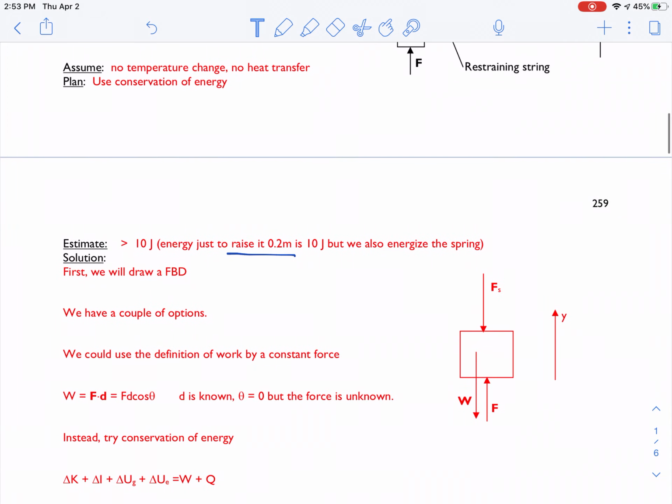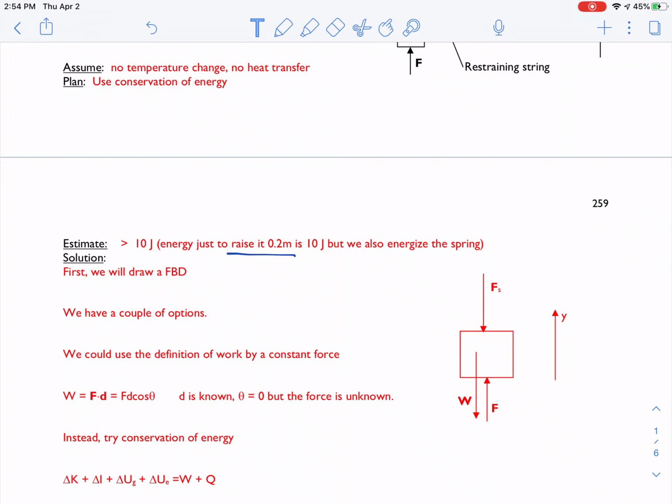First we draw a free body diagram. And so what we have is the spring force. You can show that downward because we are compressing it upward. So the spring force is going to be opposite to the compression. And there is the weight force downward and also the applied force F upward.